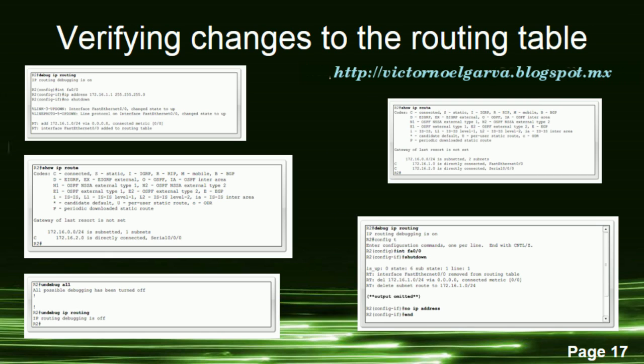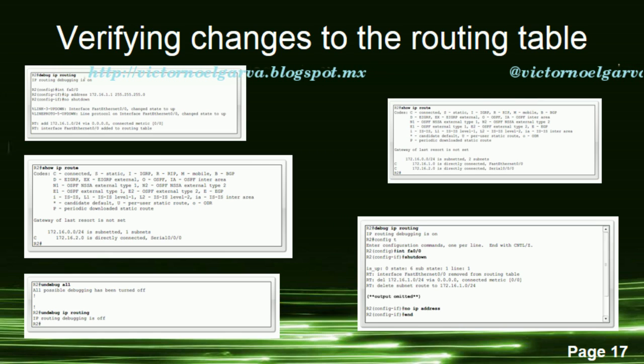To verify that the route was removed from the routing table, we use the command show ip route. Notice that the route to 172.16.1.0/24 has been removed. Warning: debug commands, especially the debug all command, should be used sparingly. These commands can disrupt router operations.